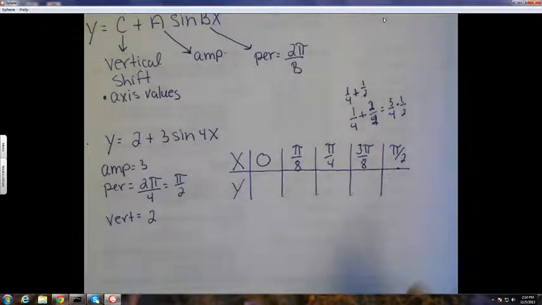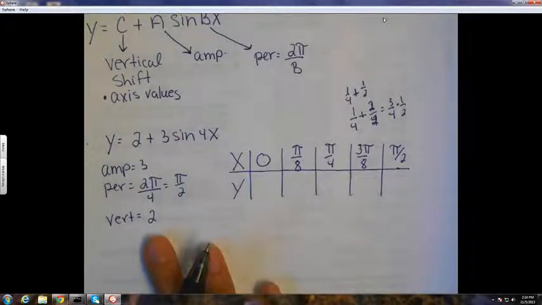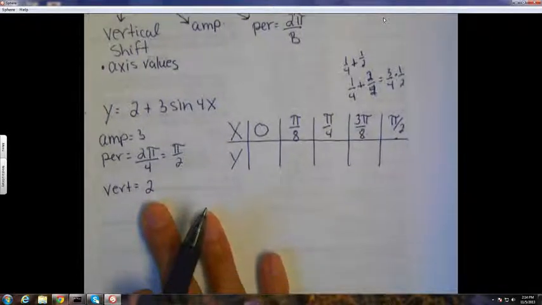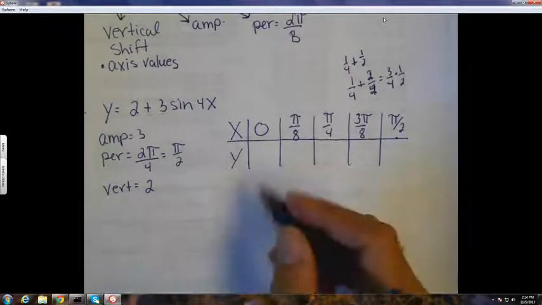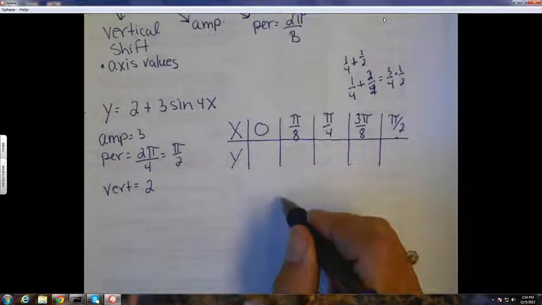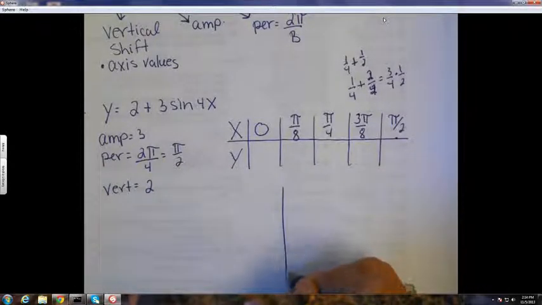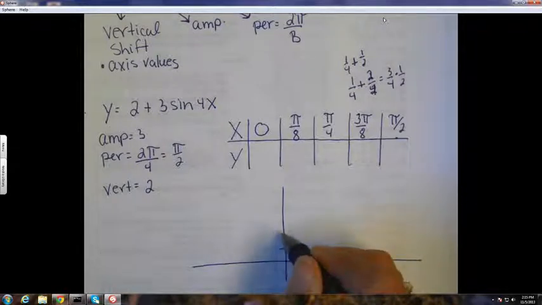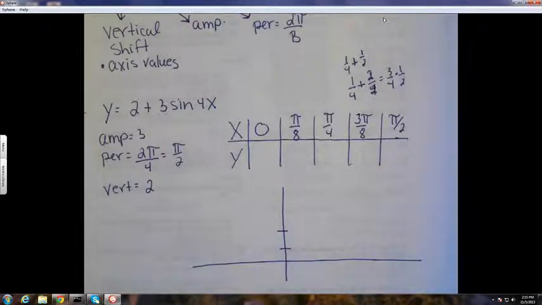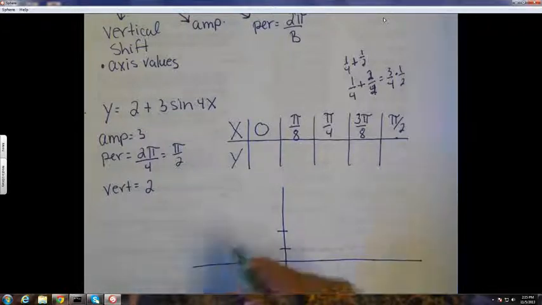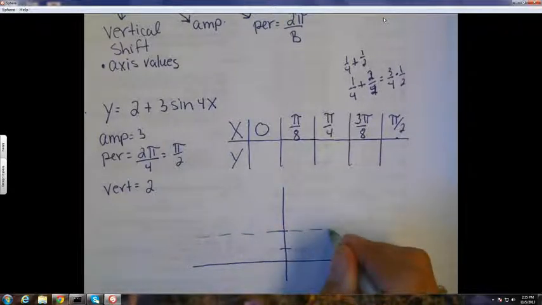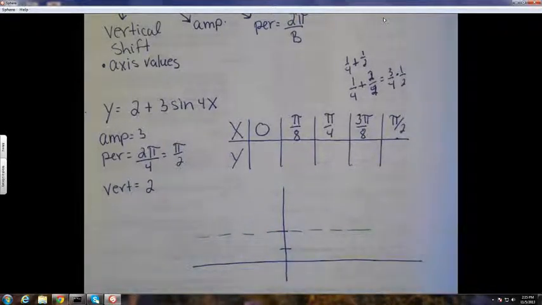Okay, the y's now. Because we have this vertical shift here, I actually always like to make a sketch first. If I look at this, my vertical shift is up 2. I'll go up 2 and I'll put in an imaginary horizontal axis, so I'll grab green here. There's my new axis. The whole graph is getting shifted up 2.